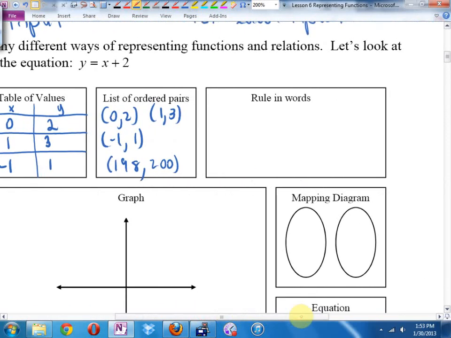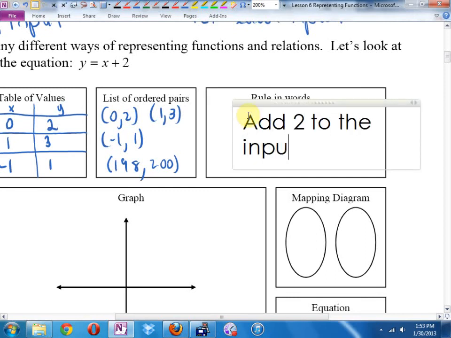How would you give that rule in words? Can you give me the rule using words like input and output? Specifically using the word input, because +2 is just a dangling modifier. How about add 2 to the input? By the way, I'd probably take +2, but let's be a little formal in our notes.